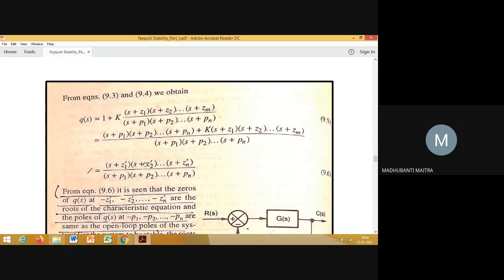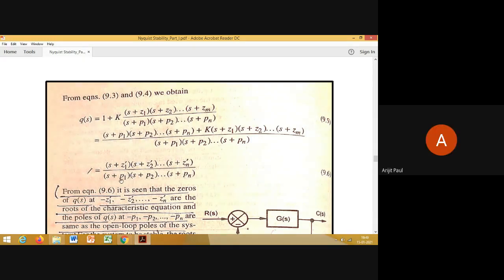Right? So this is my characteristic polynomial. So if I equate this to 0, then these Zi dashed will give us the roots of the characteristic equation, isn't it? Yes or no? So all these minus Z1 dashed, minus Z2 dashed, minus Zn dashed are the n number of roots of the characteristic equation for an nth order system.